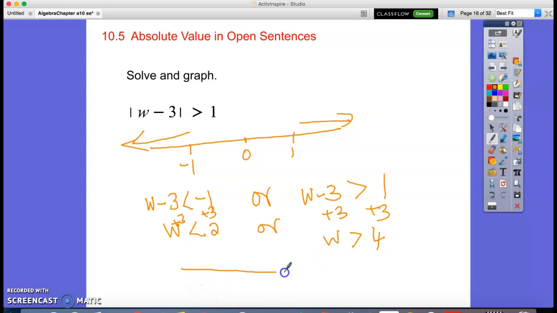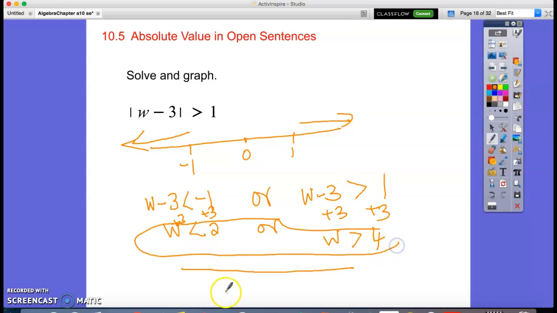So now how do I graph this one? So this is the solution. Now how do I graph it? If this is 2 and this is 4, w is less than 2, so going in this direction, and w is greater than 4, so this direction. So that's the graph and that's the solution.